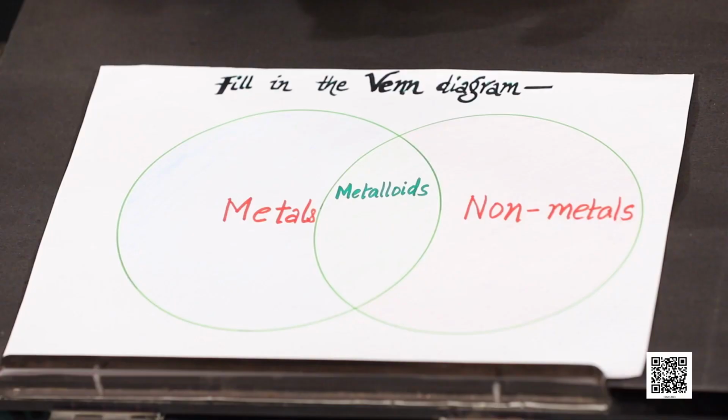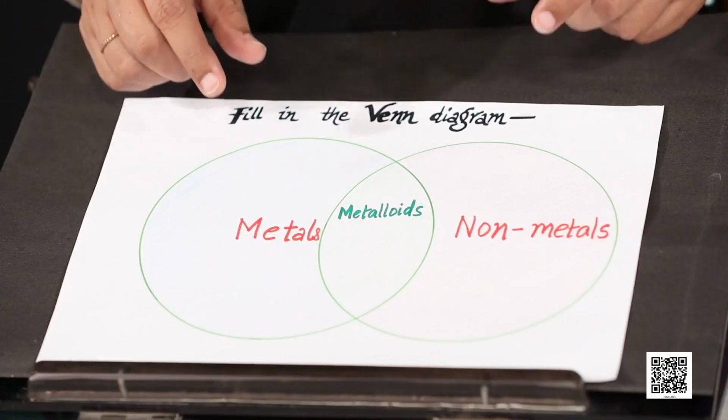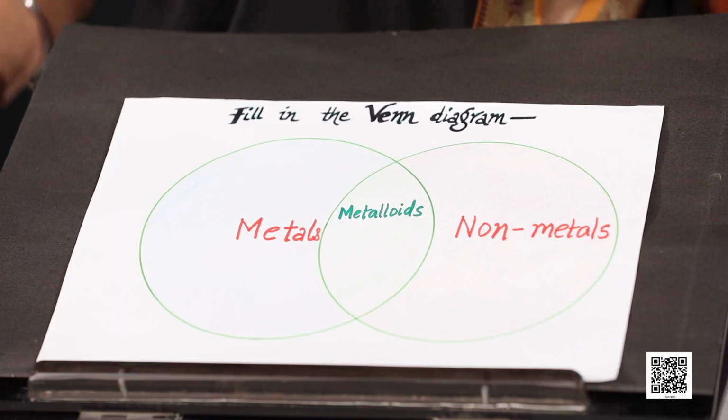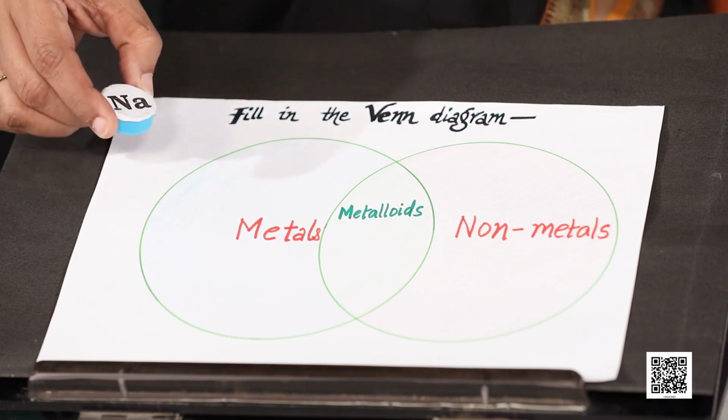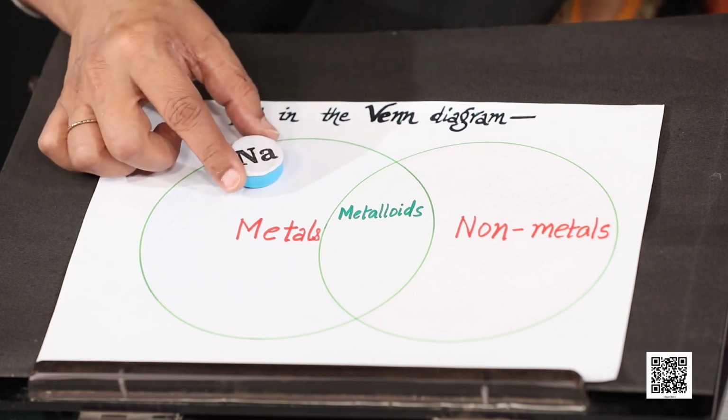See, I have utilized bottle caps to prepare this game. And here I have a Venn diagram with two overlapping circles. In this circle I have written metals, and in this circle you can see I have written non-metals. So, all you have to do is recognize the symbols of the elements when I call out their names and just quickly place them in respective circles. So, let us recognize the symbol of sodium, where it is. Yes, Na is sodium. So, let us place it here.